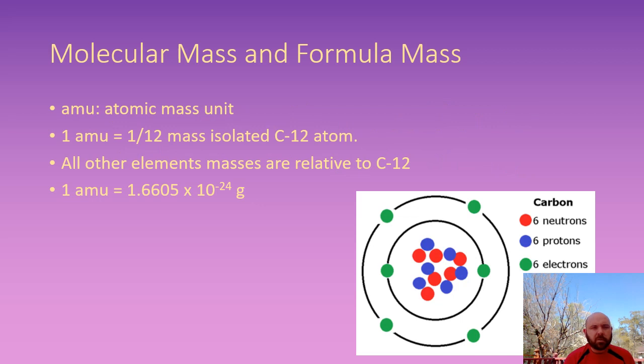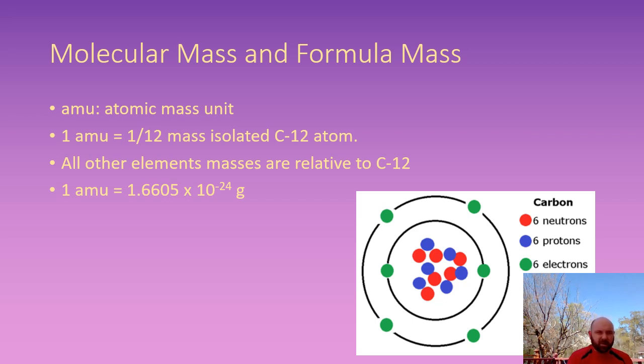One of the ways we measure the mass of a molecule or an atom is with the atomic mass unit. The atomic mass unit is calculated by taking 1/12 of the mass of a carbon-12 atom, and then all other elements' masses are measured relative to this. Because carbon-12 has 6 protons and 6 neutrons, and we take 1/12 of that weight, we can say that protons and neutrons each have an atomic mass unit of about 1.